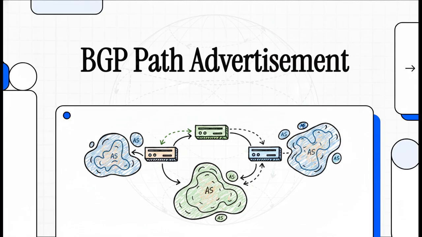We're going to break down the exact mechanics of BGP path advertisement. If you've ever wondered how on earth all these completely disparate networks across the globe actually agree on routing all that traffic, well, you're in exactly the right place. We're going to take our source material and build a really clear, conceptual model of how routers actually talk to each other to make the modern internet work.